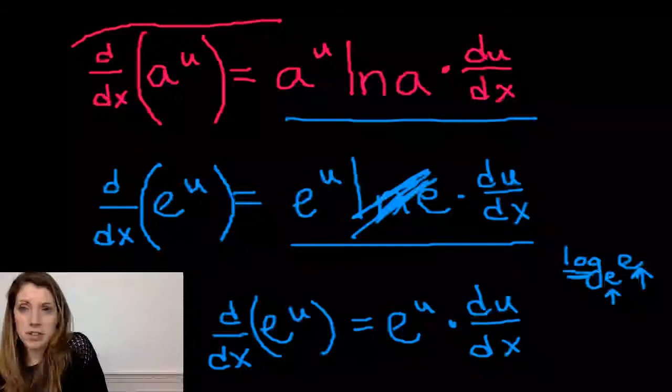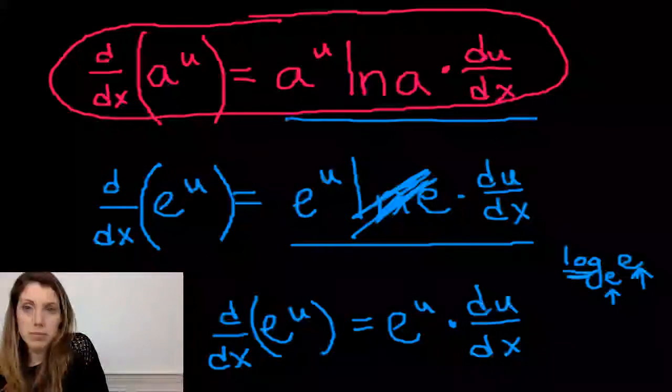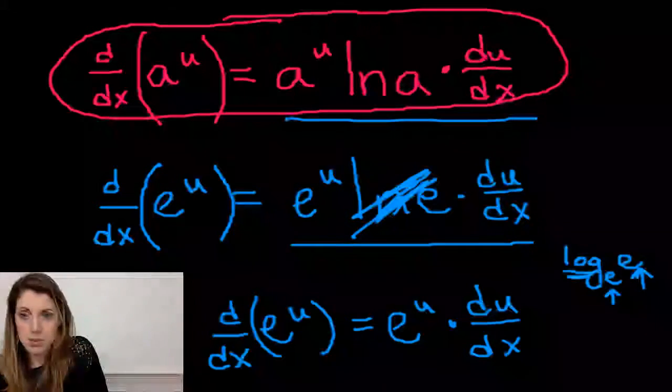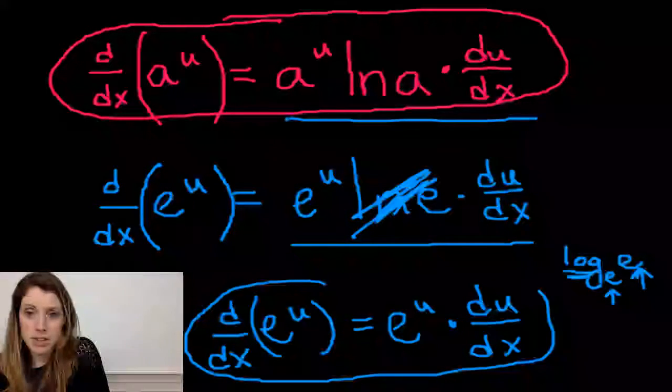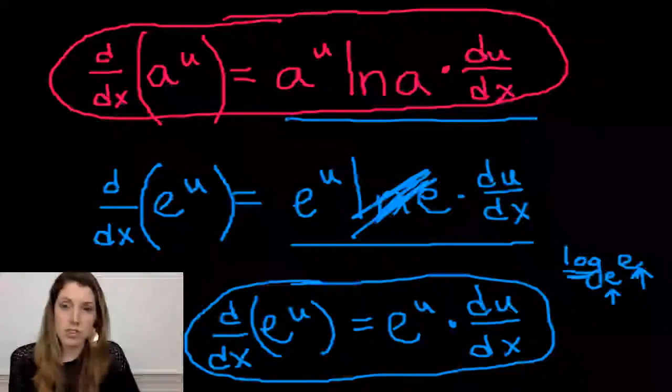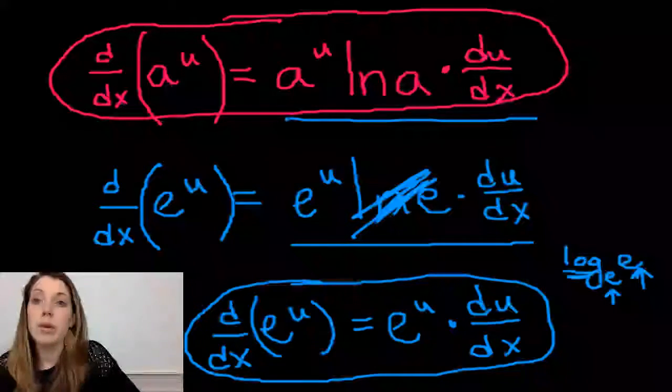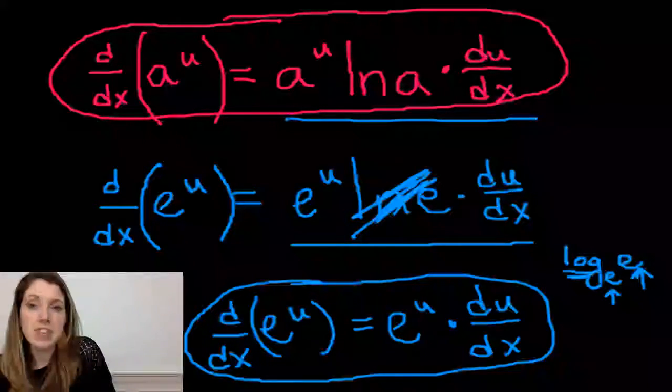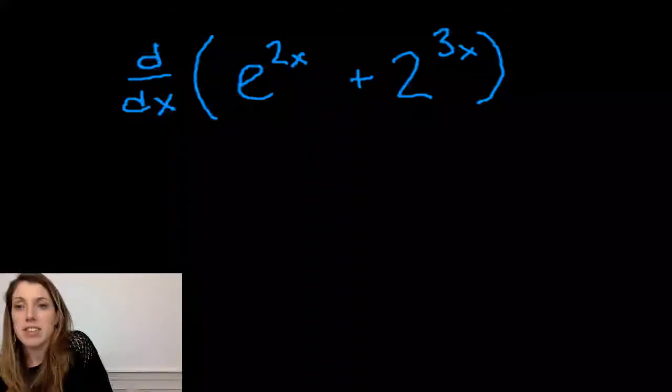So this one is important in the red, and then the one at the bottom, the simplified version, is important down in the blue. Those are your two equations. Let's just quickly see how we apply that to an actual problem. Let's say we have this as an example.